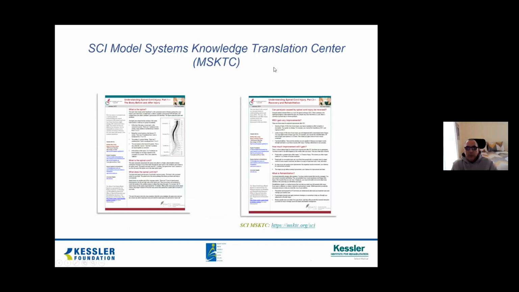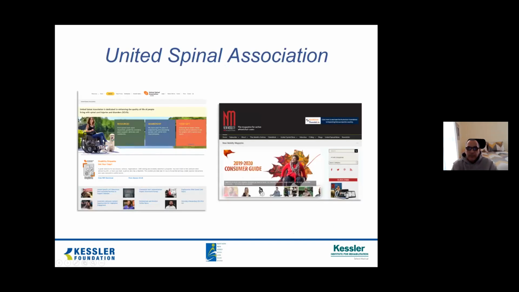So the SCI Model Systems Knowledge Translation Center is a great resource that I've used many times. And they have these great printouts or electronic media that you can get that's all related to spinal cord injury in different areas of spinal cord injury. So that's down at the bottom right here on the slide. And then the United Spinal Association I mentioned earlier is also a great resource. If you join, you can get either a hard copy or an electronic copy of the new Mobility magazine, which is great. I get it every month. And remember that joining United Spinal Association is free. So go to their website, join up, and they're a great resource, as I mentioned, for spinal cord injury.